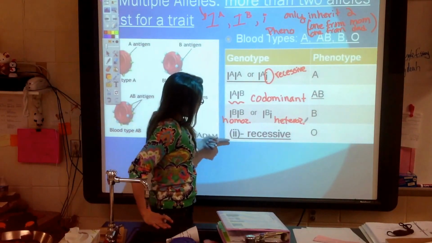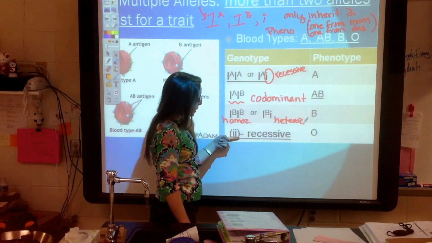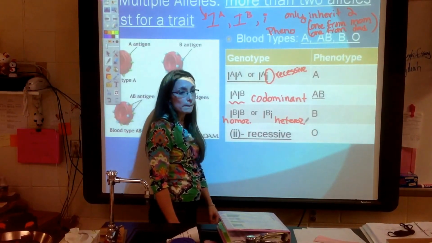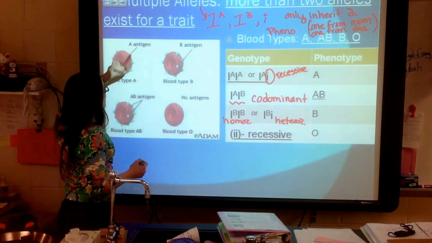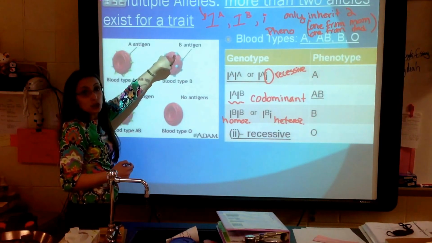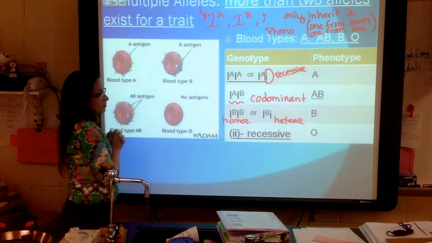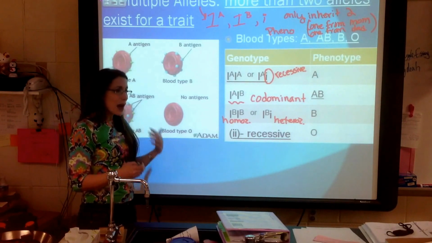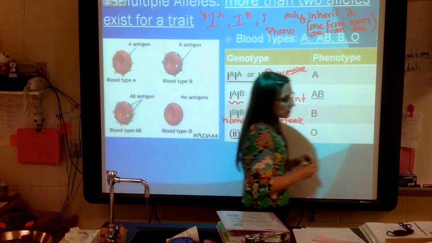When we look at the genotype that has two of the little i's, then we would be recessive, and that's blood type O. Now, just to help you see what it really looks like, the A gives you the protein in one shape. The B gives you the protein in another shape. A and B will have both proteins, and O will have none of the proteins. So lots of new information in this section, and so this is where we're going to stop.